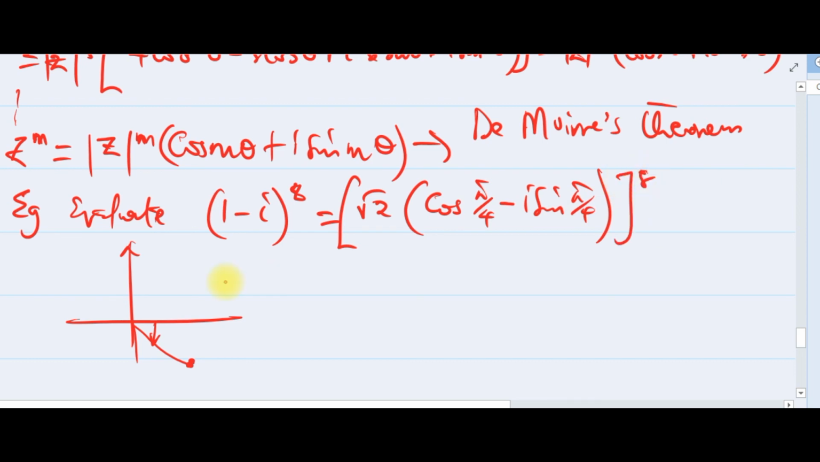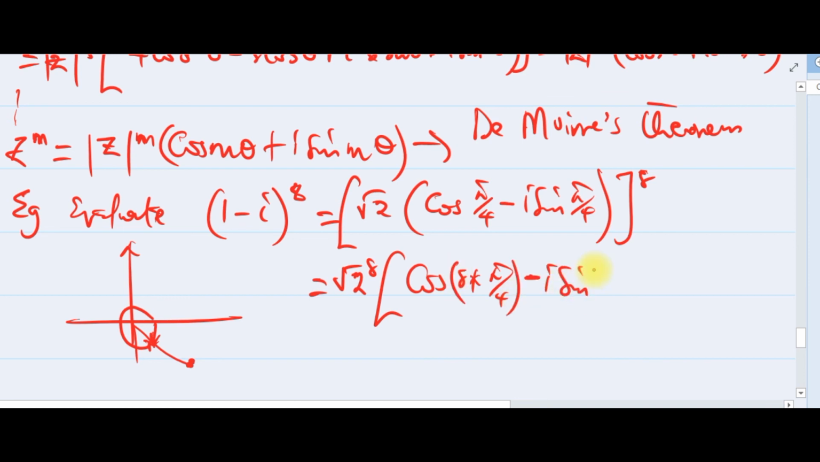We just use the negative sign because this is negative. So we're now using our de Moivre's law. We don't need to waste time. This is now root 2 raised to power 8, cos, our m is 8, cos 8 times what? Pi over 4, minus i sine 8 times pi over 4. So that's the importance of using de Moivre's law.